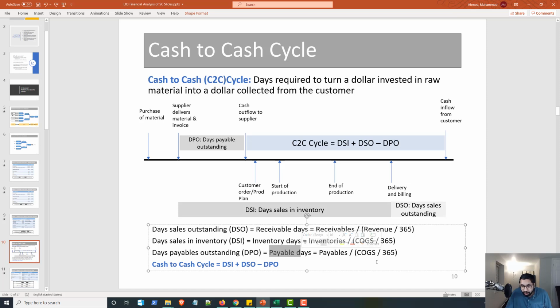When you have to pay the supplier, the supplier's cost is closer to your cost of goods sold. It's very far from revenue. The cost of goods sold is a closer estimate of how much you have to pay the supplier. So you take cost of goods sold per day, and you divide payables by that to get payable days. Okay, and once you have the three things, you add DSI to the first, and you subtract the payable days from that.